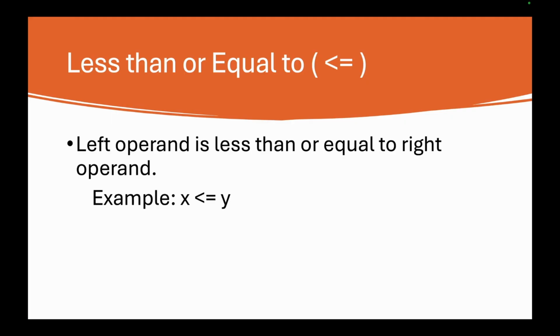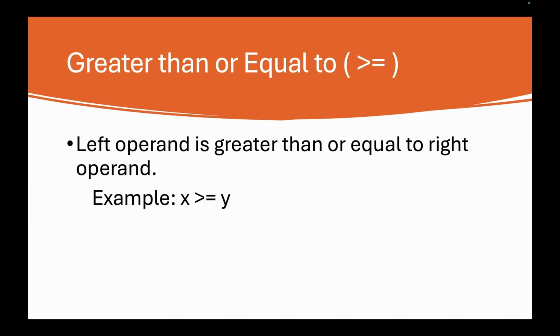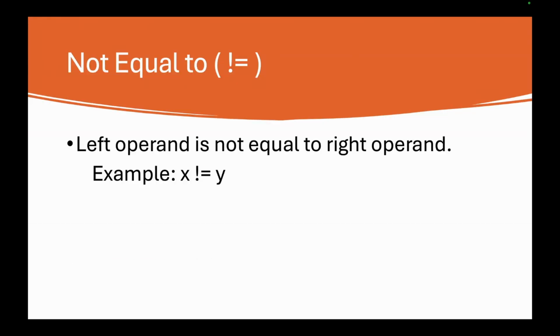Now let's move to another operator. This is greater than or equal to. In this case, the left operand is greater than or equal to the right operand, and we can represent it by x is greater than or equal to y. The last is the not equal to operator. In this case, the left operand is not equal to the right operand, and we denote it by x does not equal y. Now let's practice all of the comparison operators in Python code.